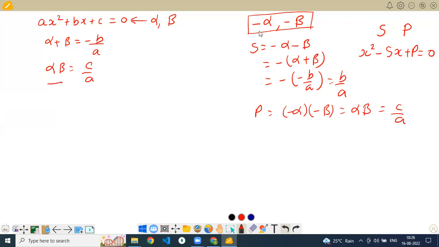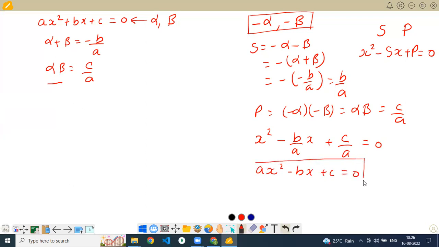So the equation whose roots are minus alpha and minus beta will be x square minus sx, what is s? b by a, into x plus p. What is p? c by a. So this is equal to 0, or ax square minus bx plus c. The equation will be ax square minus bx plus c is equal to 0, not the complete negative. Clearly understood?